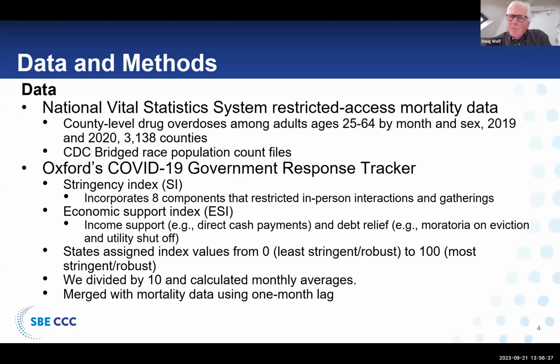They produce their numbers on a daily basis, and we created monthly averages by state. And the economic support index is the same kind of deal, 0 to 100 scale, we divided by 10. And as I said before, it reflects the cash payments and debt relief. We used a 1-month lag for our multivariate analysis, linking the overdose rates, overdose counts to policy interventions.